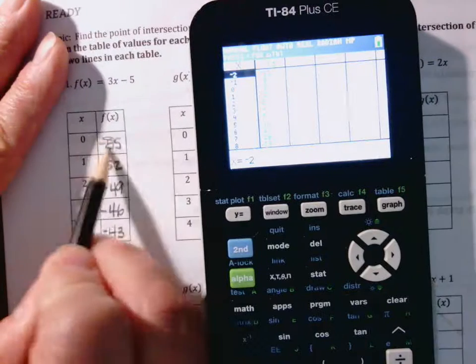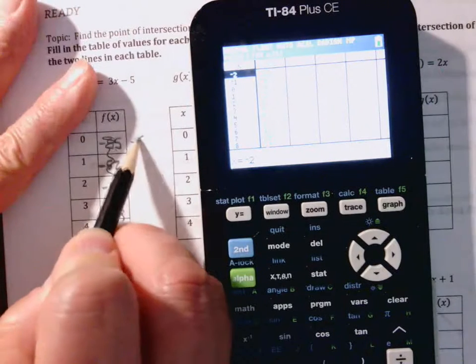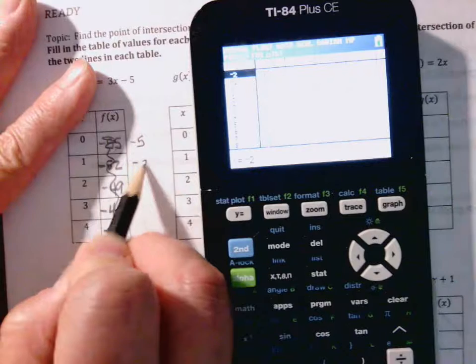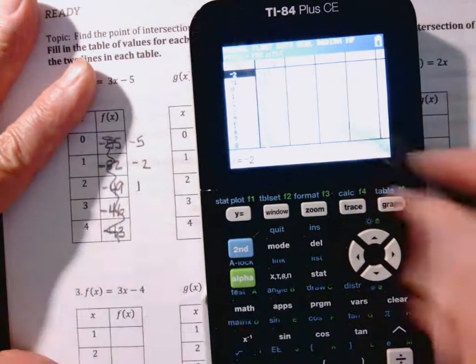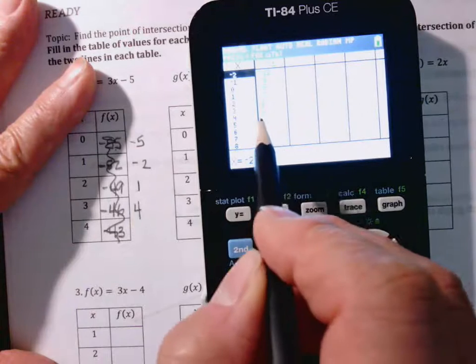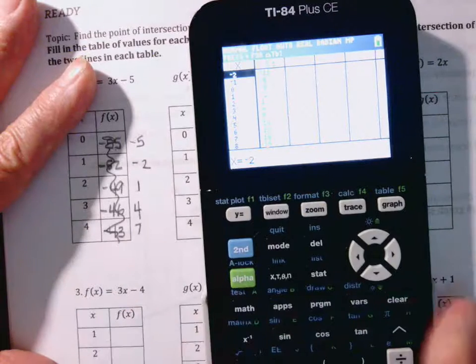I'm going to just scratch this out, and I'm going to say that's negative 5. When x is 1, that's negative 2. When x is 2, that's 1. And when x is 3, I have a 4. And when x is 4, I have 7.